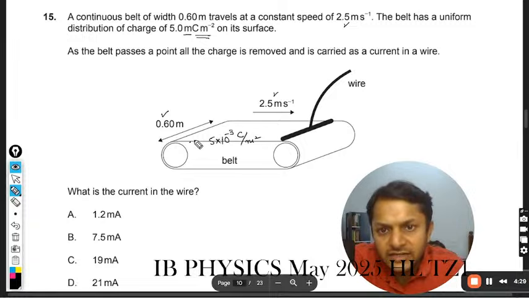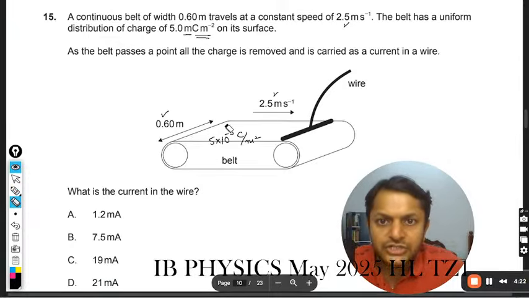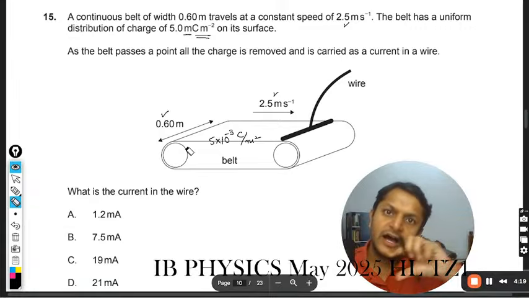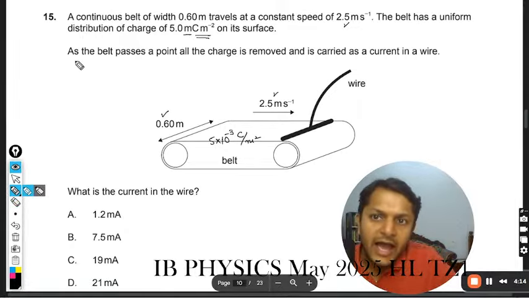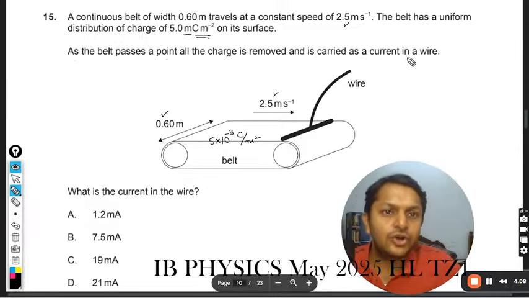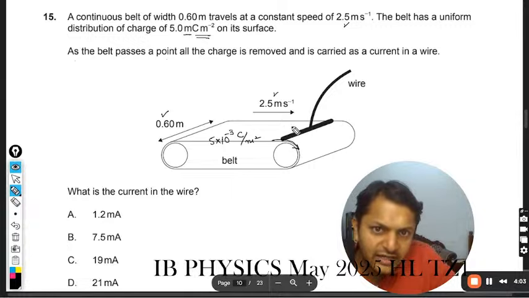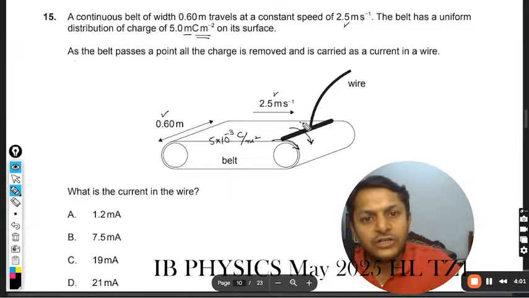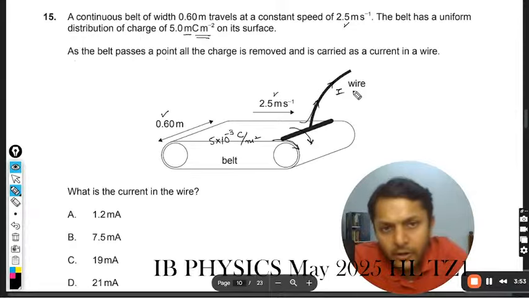So if you take a certain area here like this, and let's say this area is 1 meter square, the charge on that 1 meter square area of that belt will be 5 millicoulomb. Okay, very good. As the belt passes a point, all the charge is removed and is carried as a current in a wire. So this is passing over this area here like this, and all the charge is moving into the wire, which is converting itself into current, and you have to find the current. Very good. What is the current in the wire?